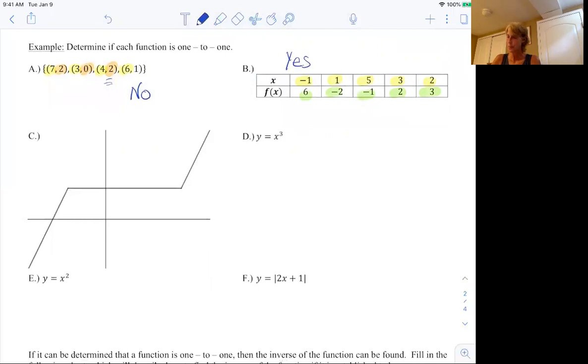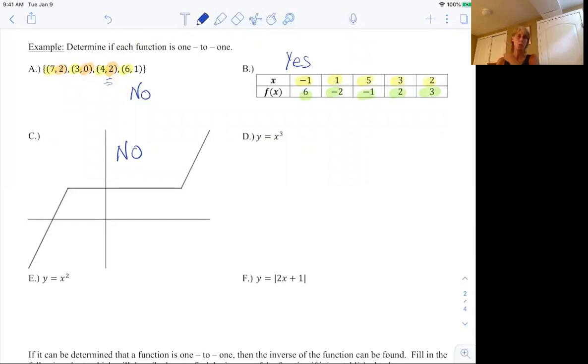In part C, I'm going to do a vertical line test. As I look anywhere in this graph, I pass the vertical line test. So now I do the horizontal. If I look anywhere in this graph, I notice right here, that's a big fail. Okay, so right away, no, this function is not one-to-one.